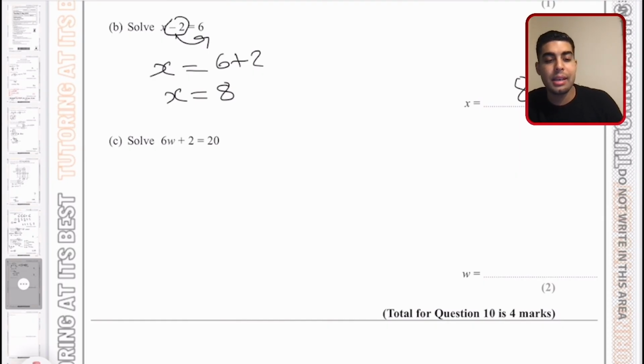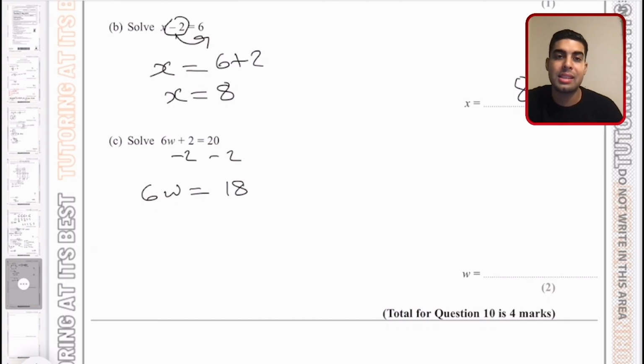And with part C, it's the same principle. We start off by subtracting 2 from both sides. So now we have 6w equals 18. And remember in part A, 6w, when we had a number and a variable together, this meant it was a product, so the multiplication. So we're now going to divide 6 on both sides, and we get that w equals 3.